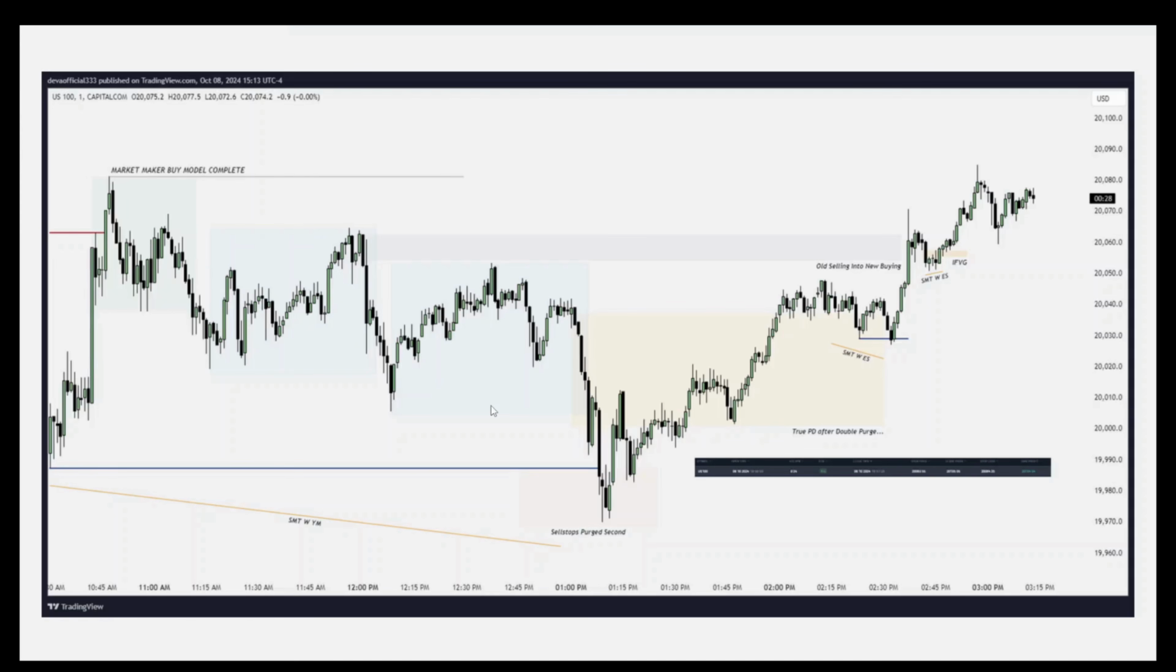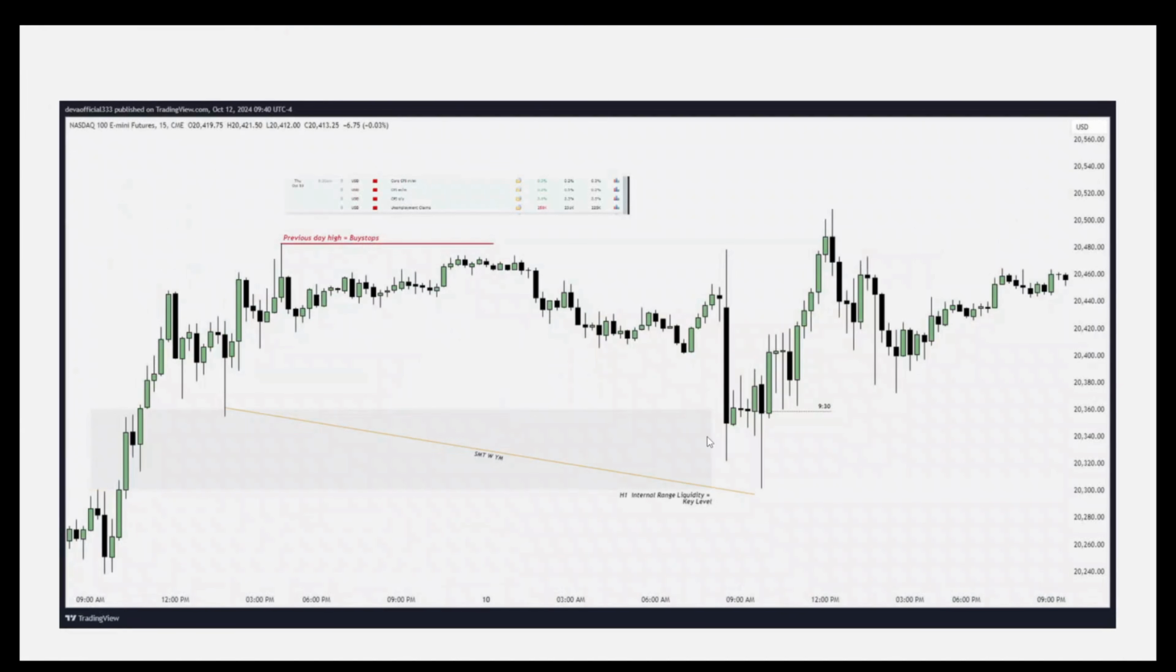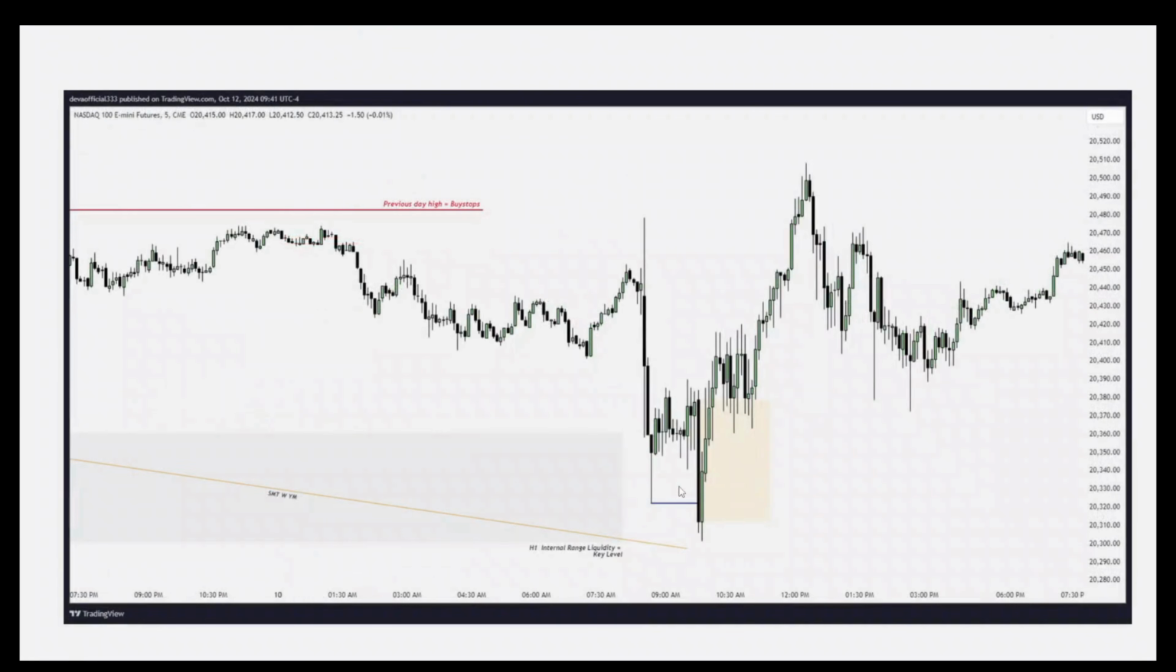That's the key here. So this is a post-CPI play. We've got the H1 internal range liquidity and the SMT with the YM, and we've got the previous day high, equal to buy stops, which will be Wednesday's high, and we've got the engineered liquidity, which is the CPI high and then the CPI low. It just accumulated, manipulated, and then distributed. So at the 9:30 key time here, it took the low of the CPI data low, and we've got the M5 chart.